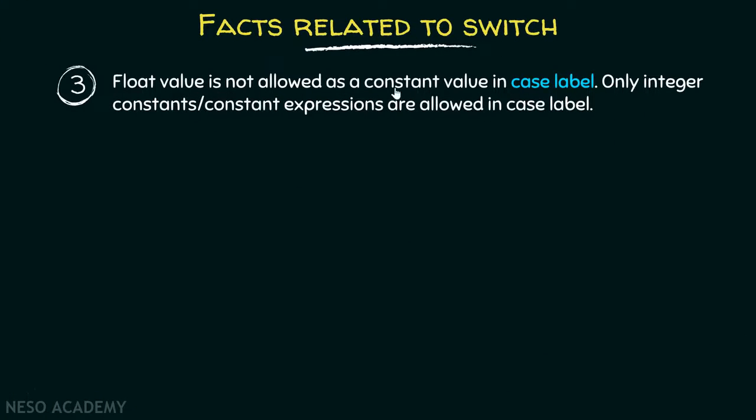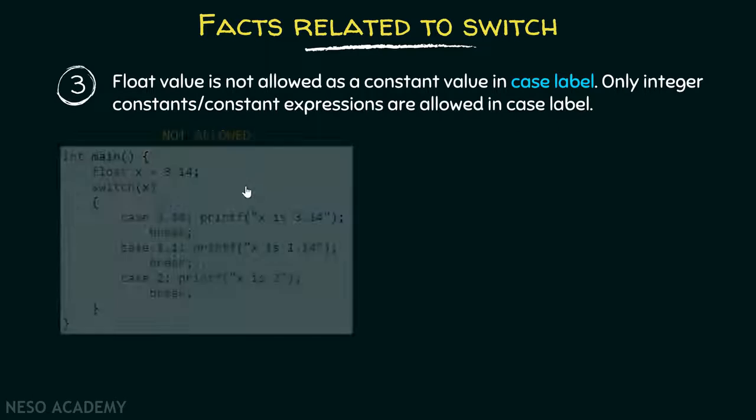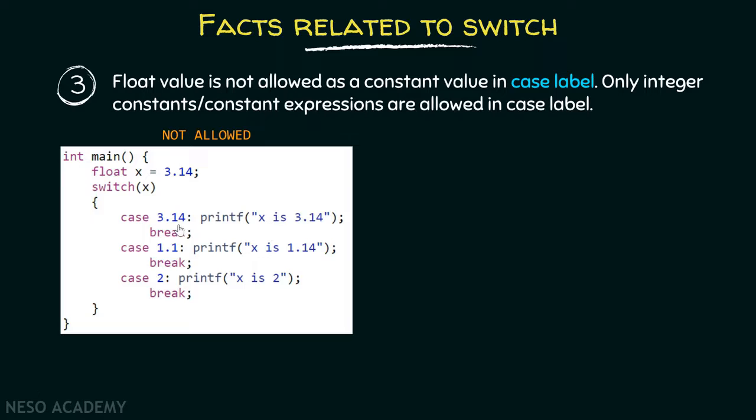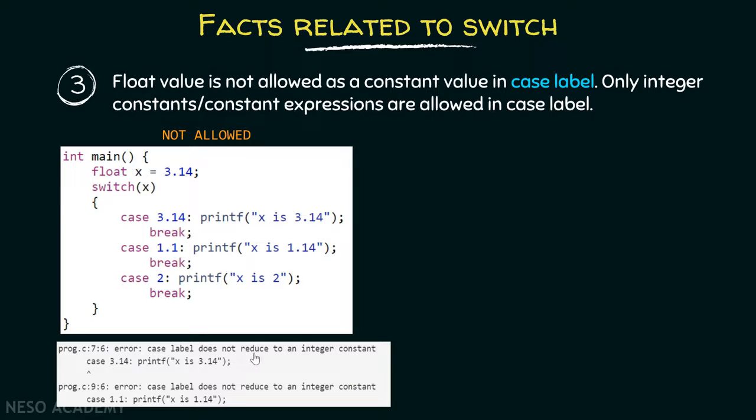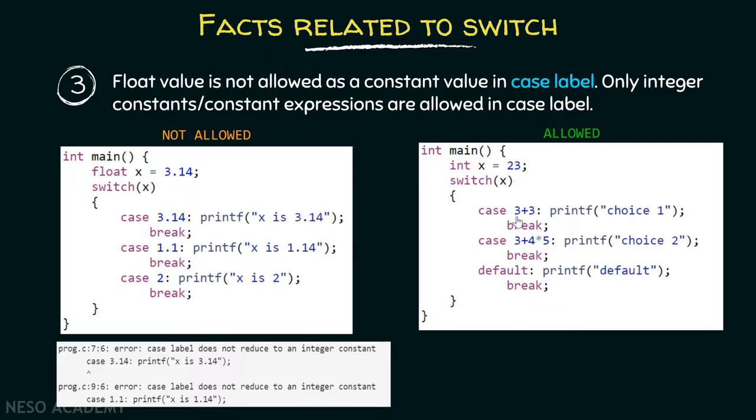Float value is not allowed as a constant value in case label. Only integer constants or integer constant expressions are allowed in case label. That is, for example, here you are putting a float constant value which is not allowed and hence it will produce an error. That is, case label does not reduce to an integer constant. On the other hand, if you simply put expressions like this, which finally results in an integral constant, is allowed. and hence it will produce a correct output. Here in this case, value of x is 23 and 4 into 5 is 20 plus 3 is 23. Therefore, this case will get evaluated correctly and choice 2 will get printed.